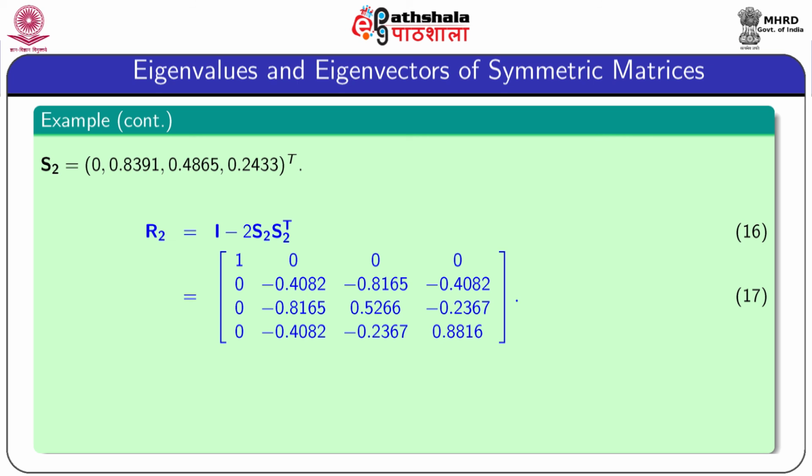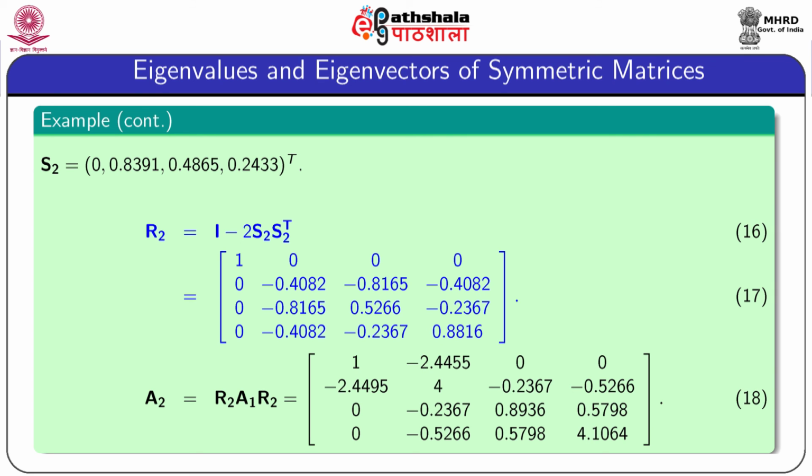Thus, the rotational matrix R2 equals I minus 2 S2 S2 transpose. So, after using the values of the vector S2, we get the matrix R2 given by equation 17. Now, the matrix A2 is equal to R2 into A1 into R2. After simplification, A2 is a 4 by 4 matrix whose first row and first column are zeros except the first two elements, and this is expected as per the rules of the Householder method.